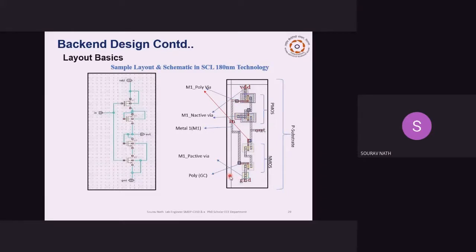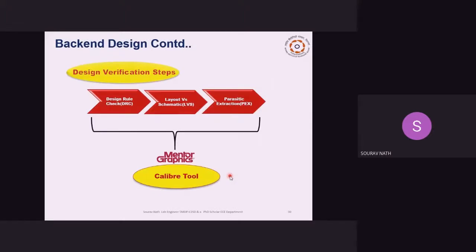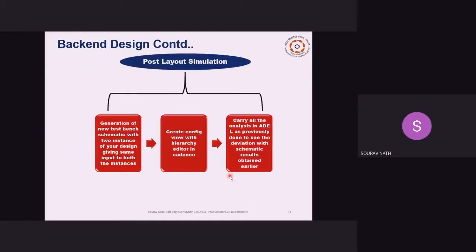After designing the layout, the next step is design verification. These steps are done by a Mentor Graphics tool called Calibre. Under Calibre, we will be doing a design rule check, DRC. Here, micron-based design rules are used. Layout versus schematic, LVS, and parasitic extraction are also done using this Calibre tool. After verification, post-layout simulation will be done.